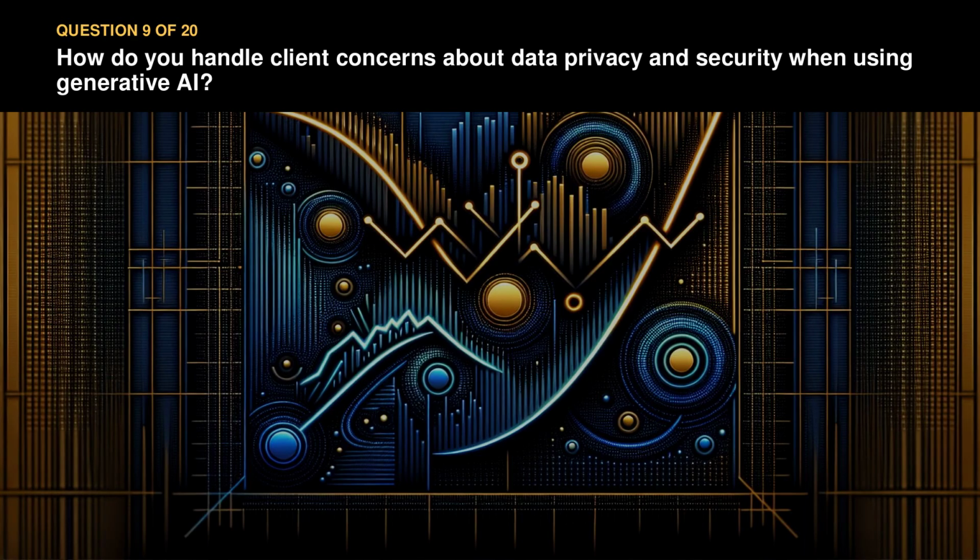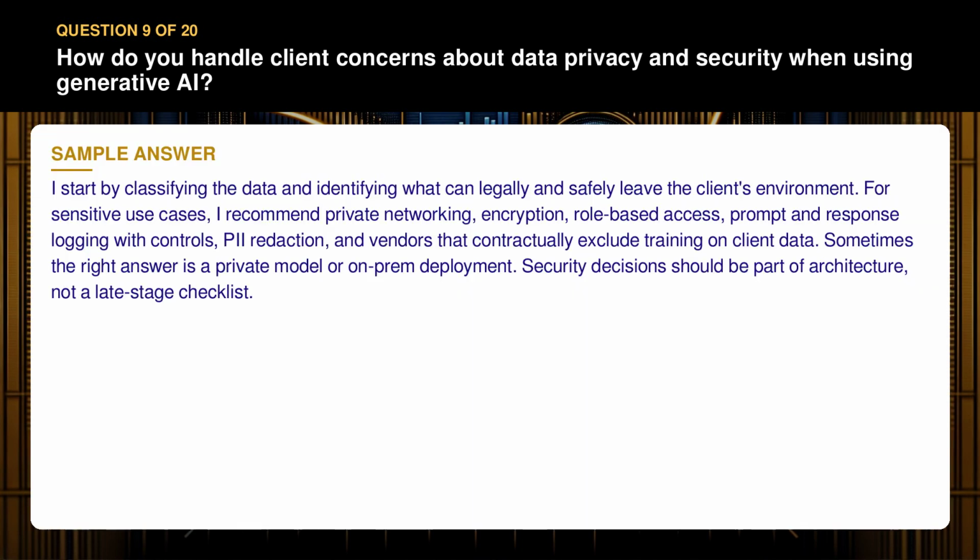Question 9. How do you handle client concerns about data privacy and security when using generative AI? I start by classifying the data and identifying what can legally and safely leave the client's environment. For sensitive use cases, I recommend private networking, encryption, role-based access, prompt and response logging with controls, PII redaction, and vendors that contractually exclude training on client data. Sometimes the right answer is a private model or on-prem deployment. Security decisions should be part of architecture, not a late-stage checklist.